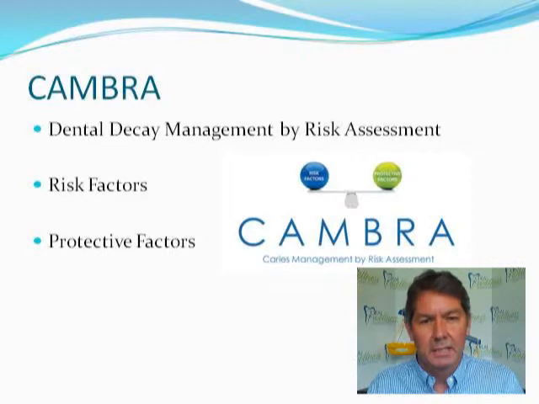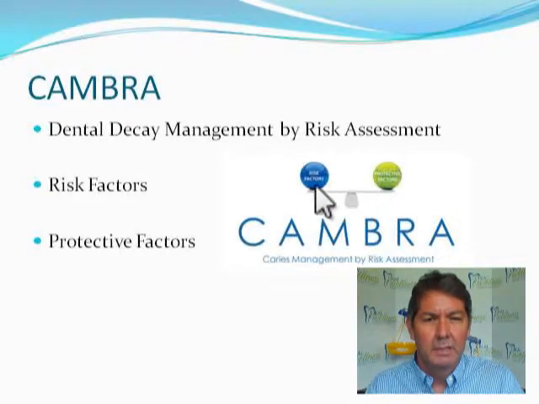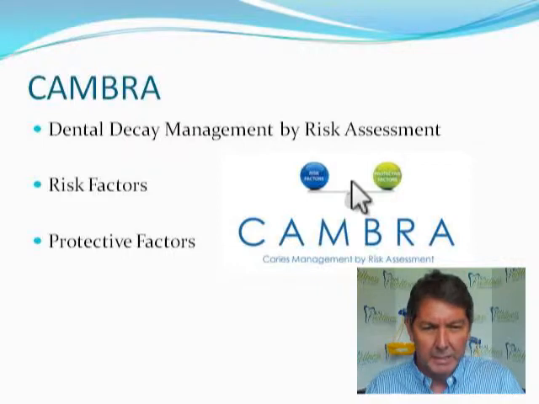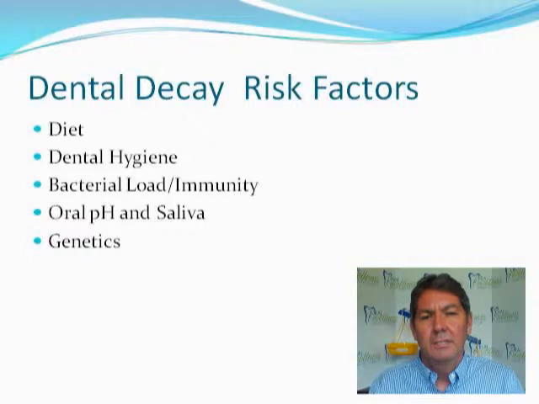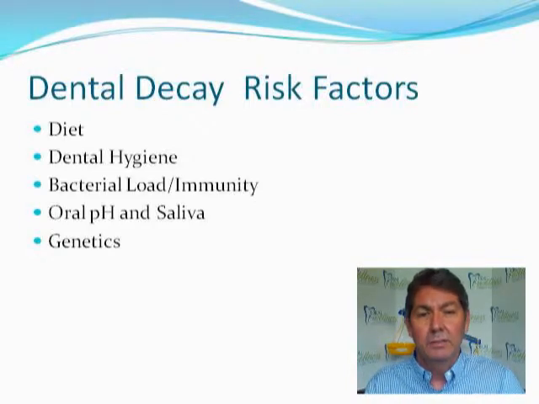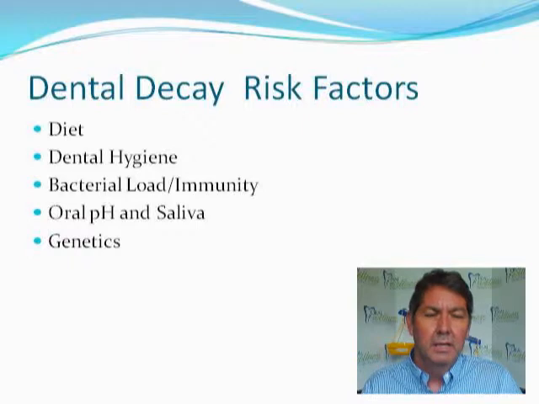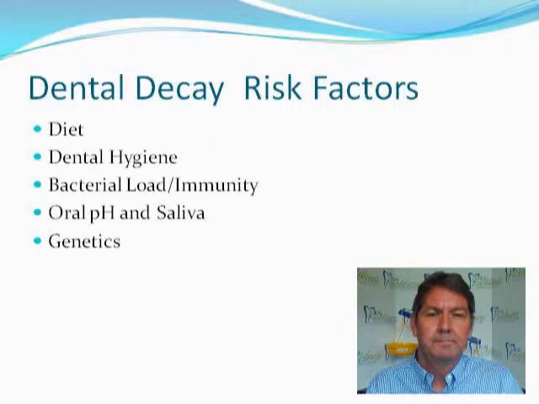When we talk about personalized dental care, we're talking about individualized care where people get different care depending on how they present. And so in CAMBRA, what we're looking at are risk factors and protective factors. And one of the symbols for CAMBRA is this balance scale, because basically what we're talking about is an oral environment that's in balance. And so the risk factors are the real obvious ones: diet, dental hygiene, how well you take care of your teeth, bacterial load, and that would include immunity, oral pH and the quality of your saliva, and also there's a genetic component.